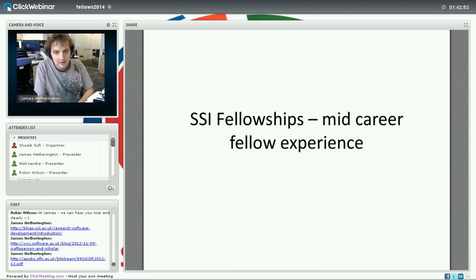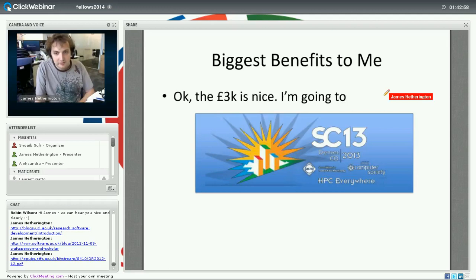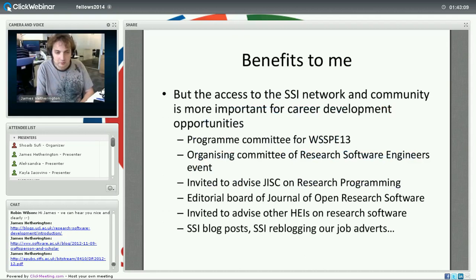In terms of the fellowship, I really just wanted to say, yes, okay, the $3,000 is really nice. I'm using it to go to supercomputing, so that's good. But more importantly, the access to the SSI network and community has been enormously valuable to me.